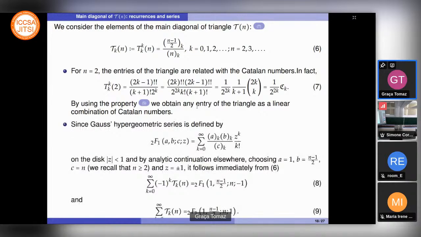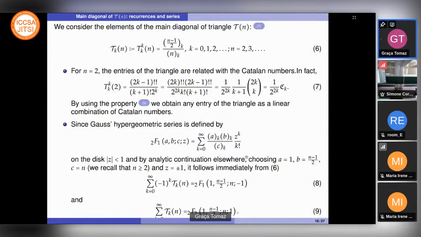Second, taking into account the definition of the Gauss hypergeometric series, and by choosing A, B, and C with these values, and considering Z equal -1, it follows immediately this alternating series of the elements of the main diagonal written in terms of the Gauss series. Of course, if you choose Z equal -1, we have this result.